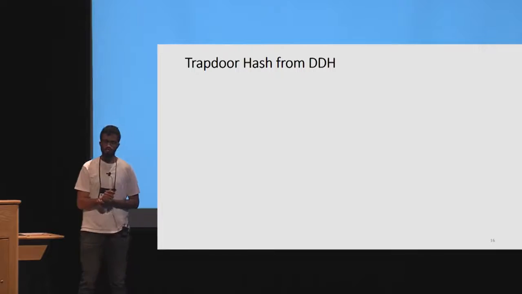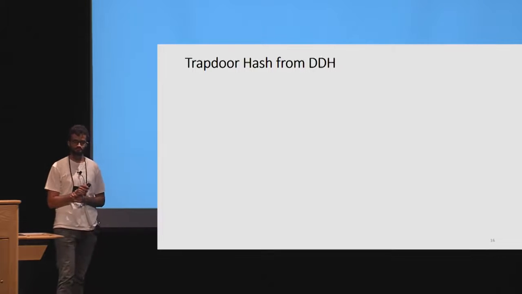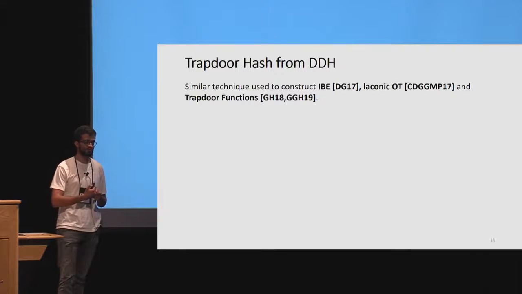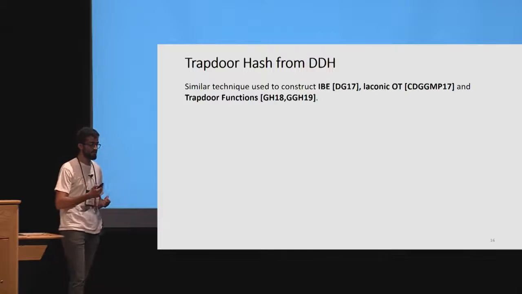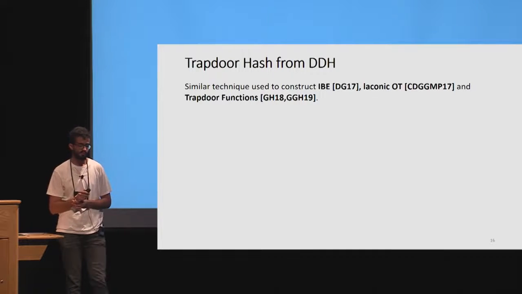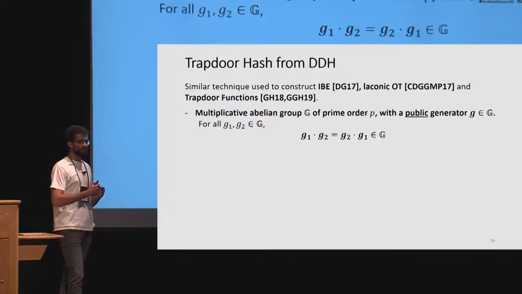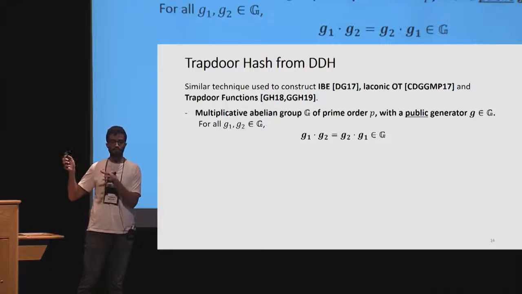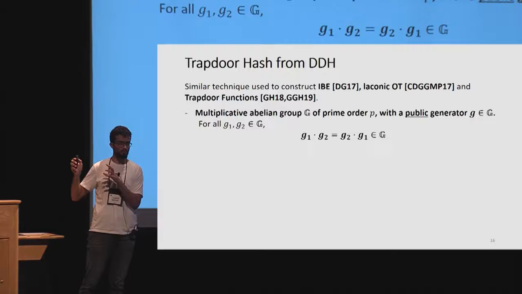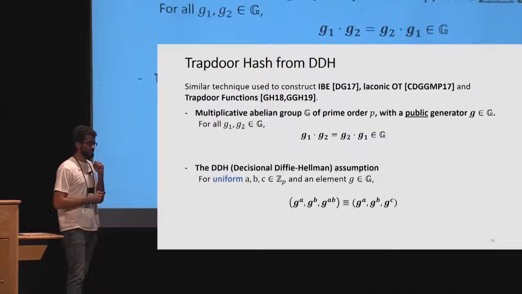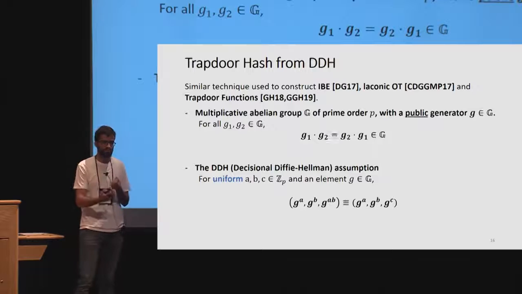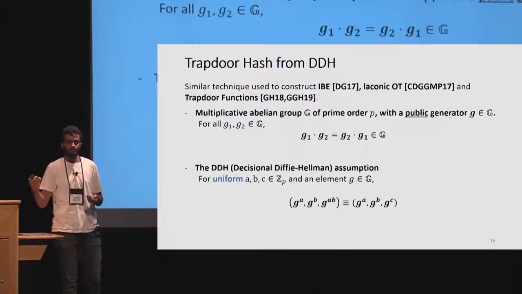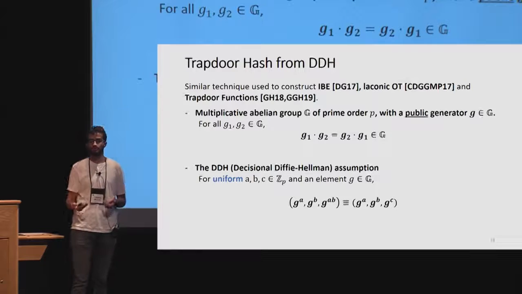So next, I'm going to show you the trapdoor hash construction from DDH. And I want to say that we use techniques that were used before to construct schemes for IBE, laconic OT, and trapdoor functions with very nice properties. And we're going to work over a multiplicative abelian group G of prime order P. And we're going to have a public generator of this group, which we are going to denote by small g. And let's recall the DDH assumption, which says that if we take two random integers a and b from Z_P, then g^(ab) looks like a uniform group element, even given g^a and g^b.